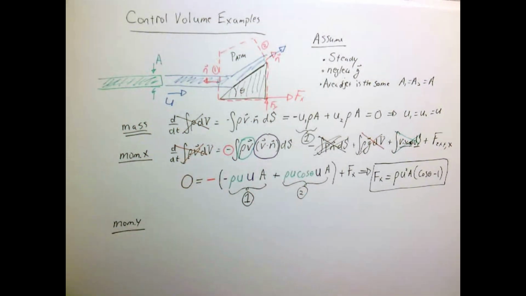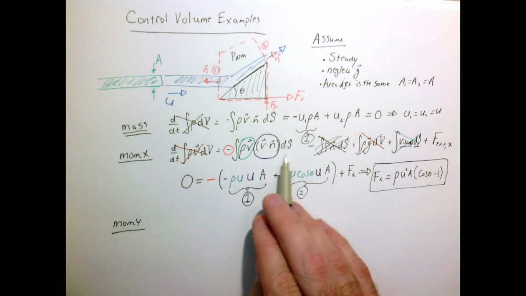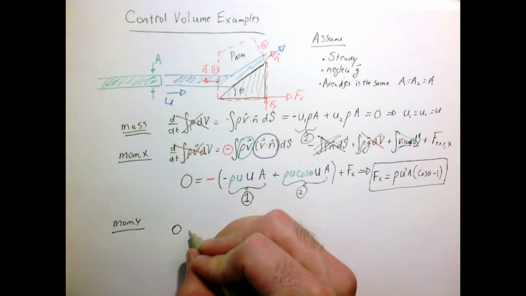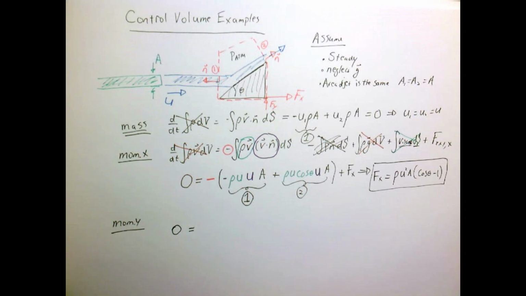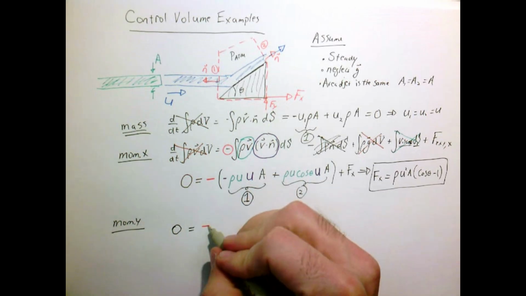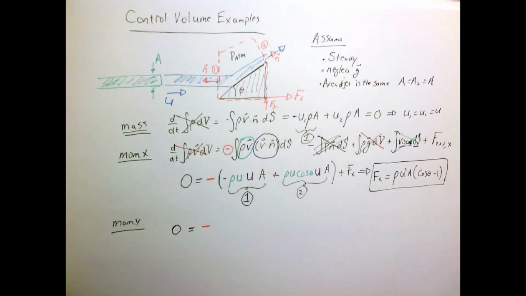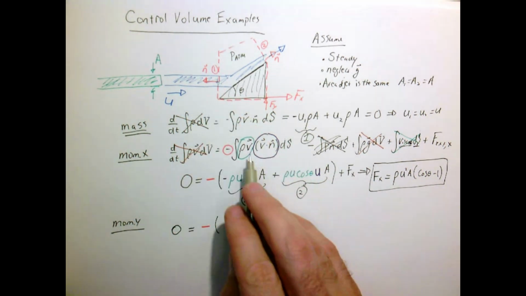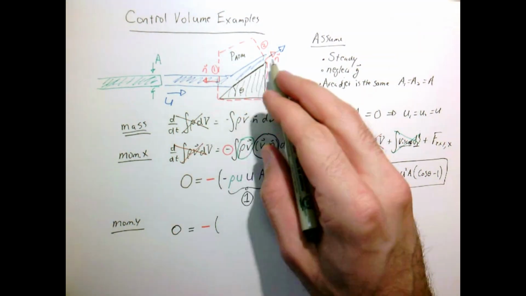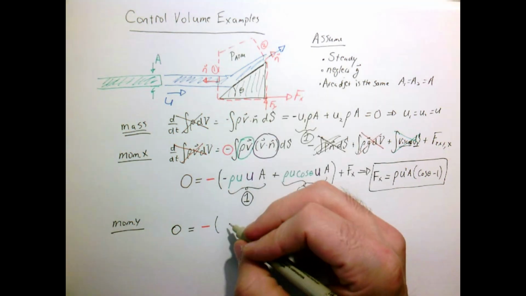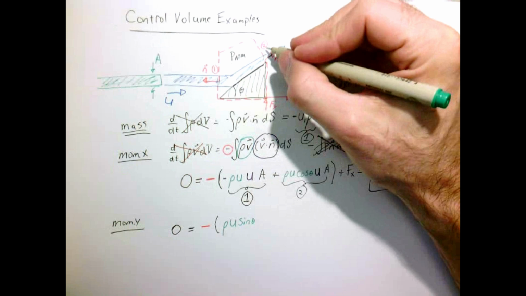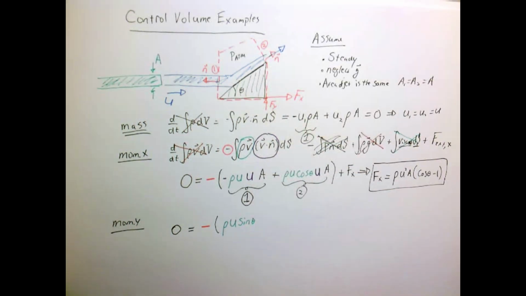If the angle were 90 degrees, the force would be maximized and negative. Now let's consider the y momentum. And then again, we can just look at this expression up here. So we have 0, because it's steady, is equal to, again, we have our negative sign. On surface 1, there's no vertical velocity, so rho v is 0. On surface 2, rho v is rho u sine of theta, because that's the vertical velocity there.